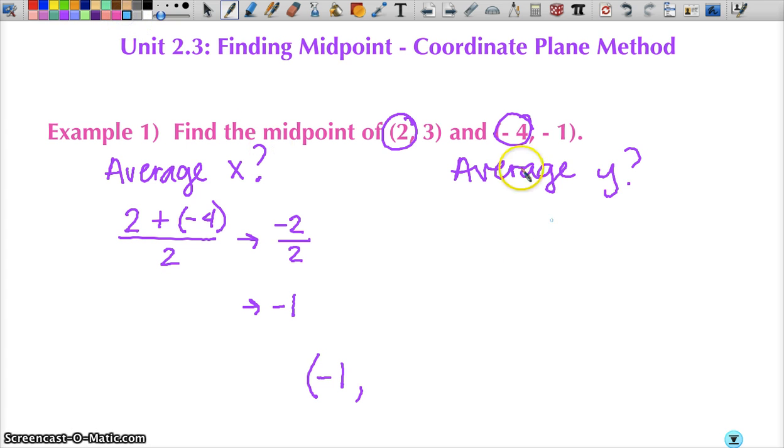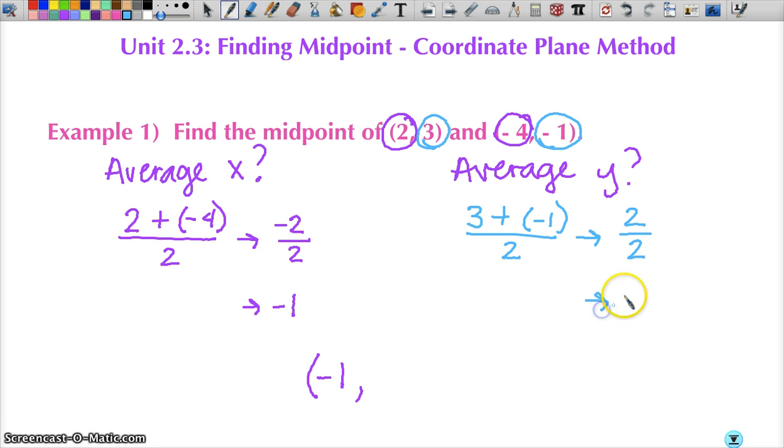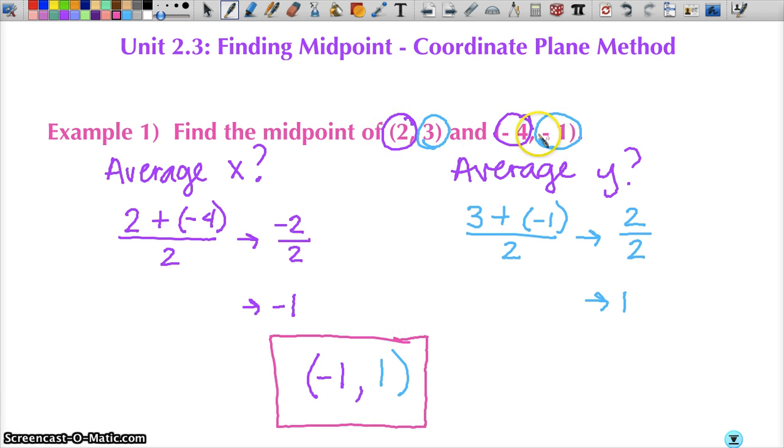Now for our y's, and I'm going to change the color on this one, 3 and -1. So we're going to take 3, add to that a -1, divide by 2. So 3 plus -1 is +2 divided by 2, which is +1. So (-1, 1) would be your midpoint of this segment if you were to connect them. That's your middle.